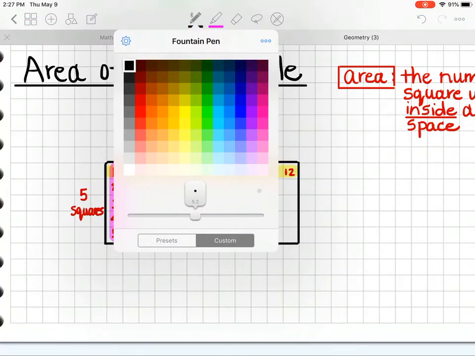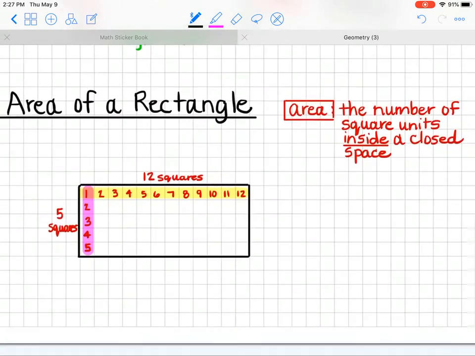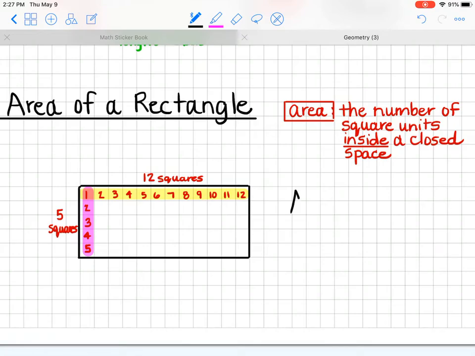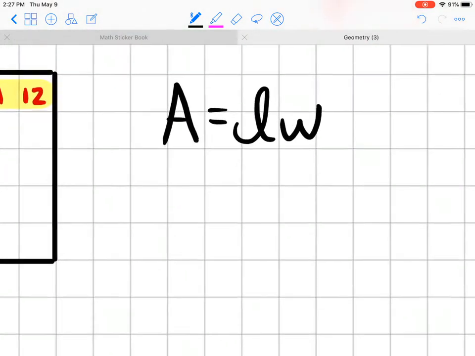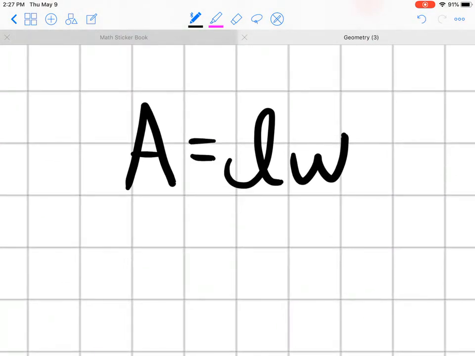So here's the formula for the area of a rectangle. This will also work for a square. Area is length times width. So now it's not the capital P. We've switched to the inside. That's area. And this is length and width.